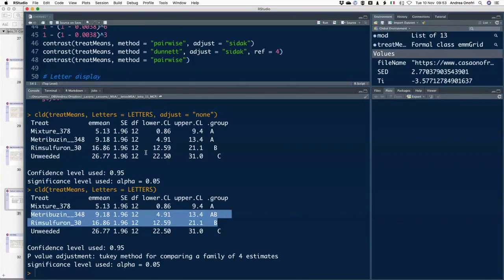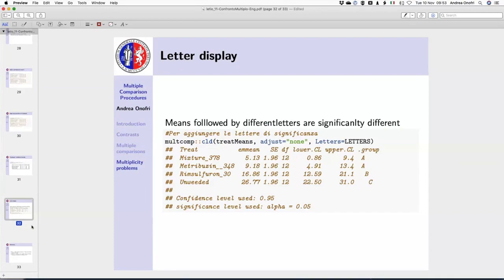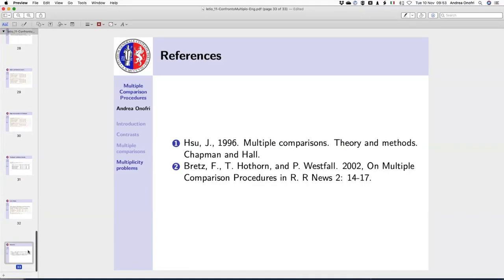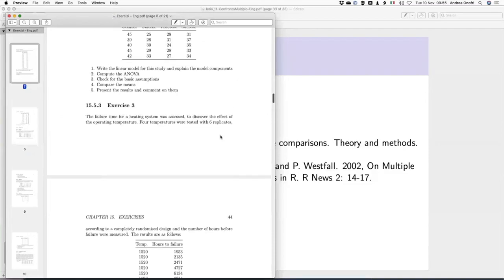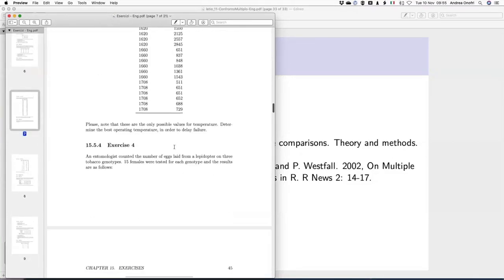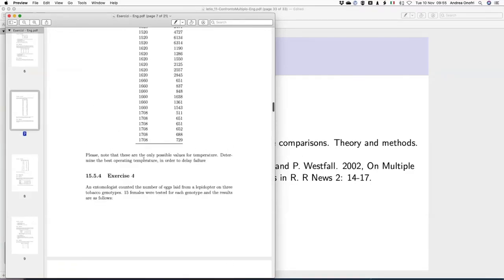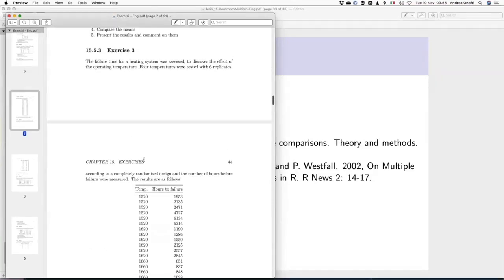I think I have not much to tell you further. We can make another exercise now. Yesterday we did exercise 2. We did exercise 4 yesterday. Today we do exercise 3.